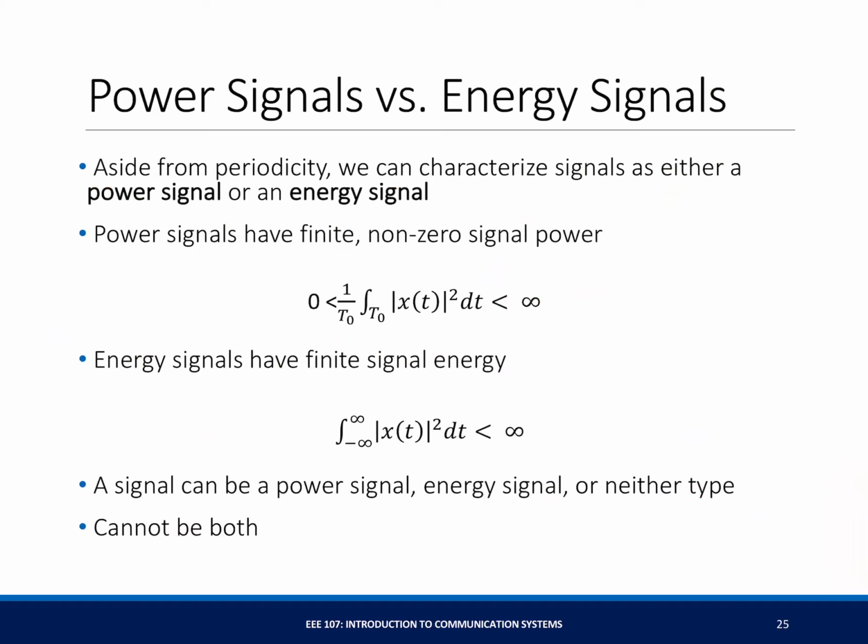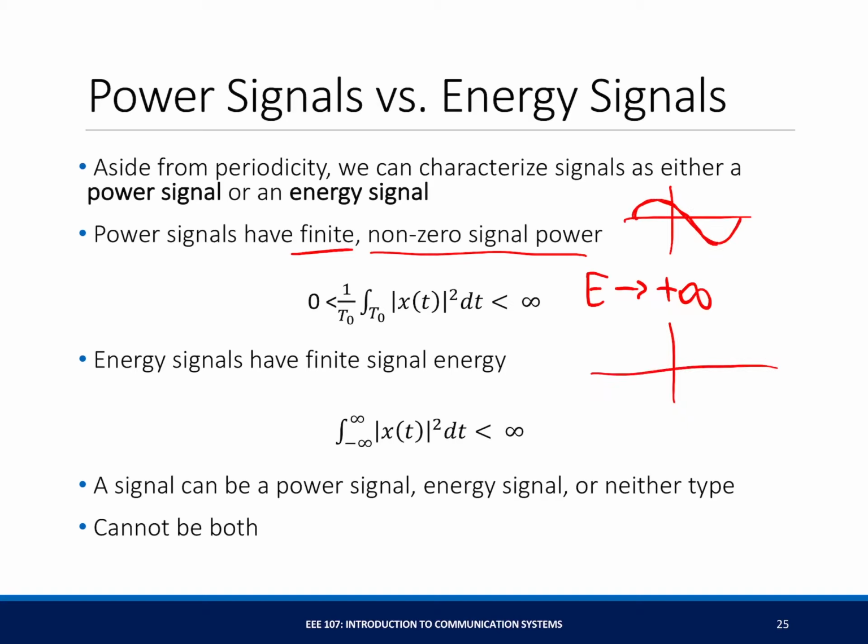Okay? So now we can define, depending on periodicity, a power signal and an energy signal, so we can differentiate them. A power signal has a finite non-zero signal power. This means that the energy of the signal approaches infinity. So if we try to get the energy of this sinusoid, the squared version of the sinusoid looks like this. If we integrate that over time, then we get infinite energy. But it has a finite power. Therefore, this is a power signal.